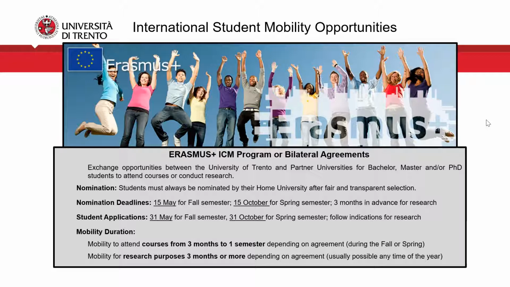Nomination: students must always be nominated by their home university after a selection process. Nomination deadlines for the University of Trento this year were May 15th for the fall semester starting in September of 2021, and October 15th for the spring semester. These dates are the same every year, at least so far. And then 3 months in advance for research mobility. After being nominated, students need to complete the online application by the 31st of May for the fall semester and by the 31st of October for the spring semester. The duration of your mobility can be from 3 months to 1 semester, or perhaps more, depending on the program. For research, it is 3 months or more, also depending on the type of agreement.